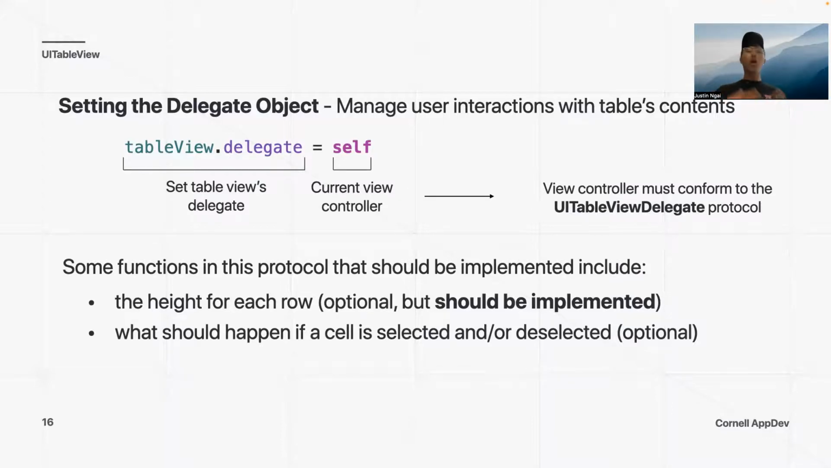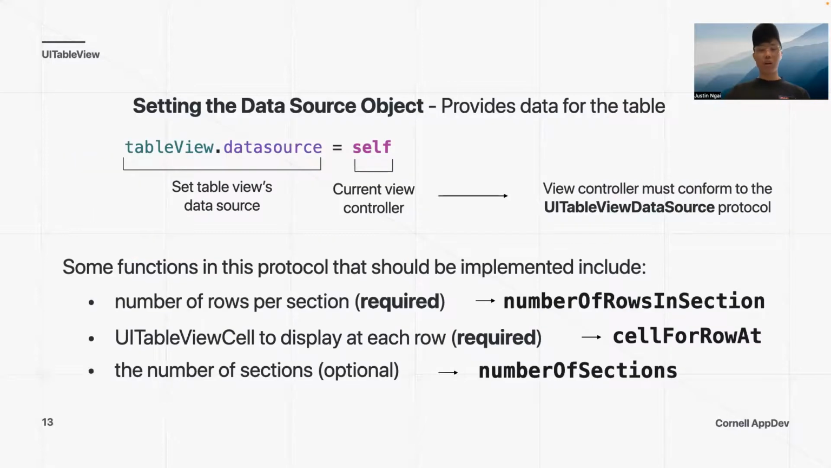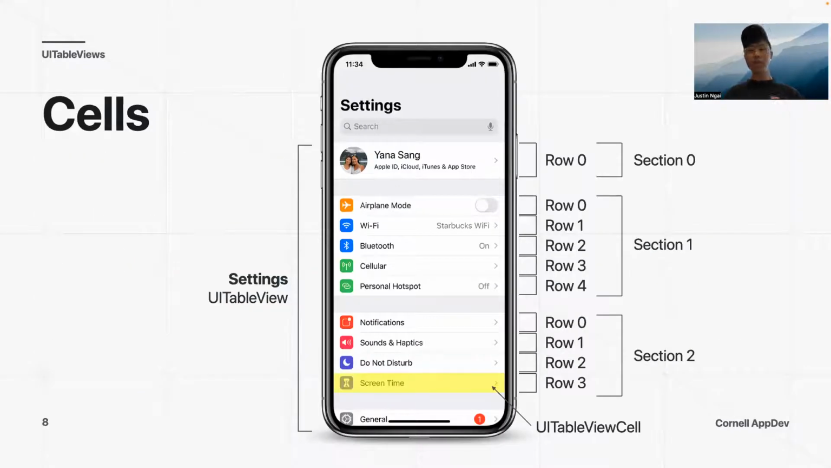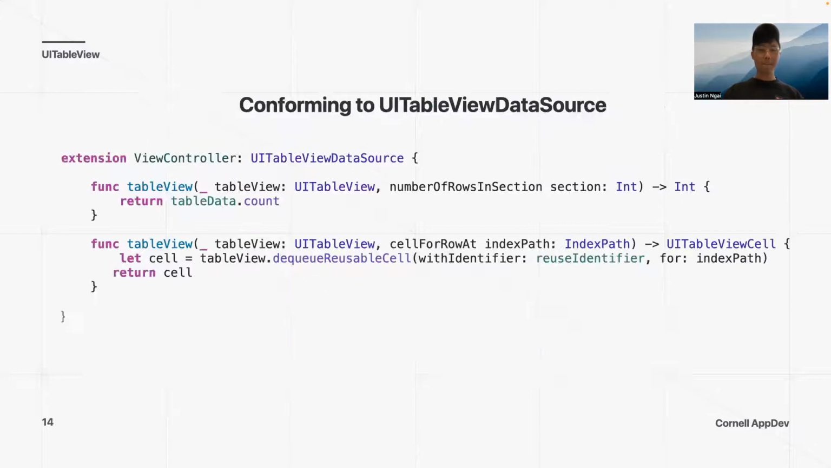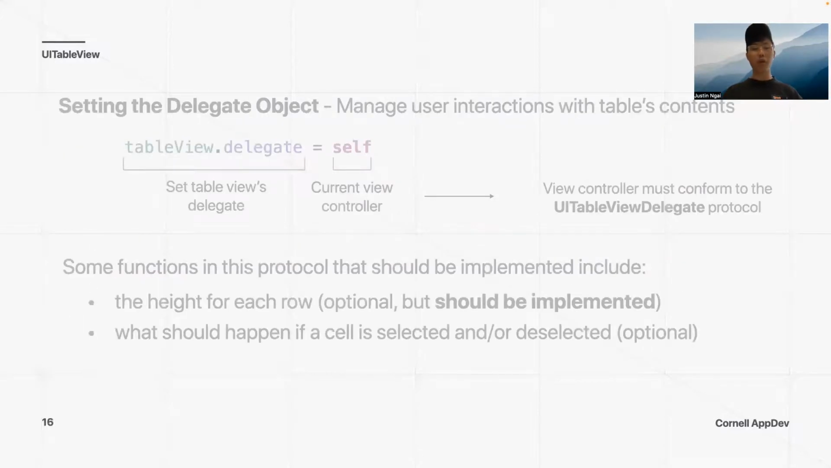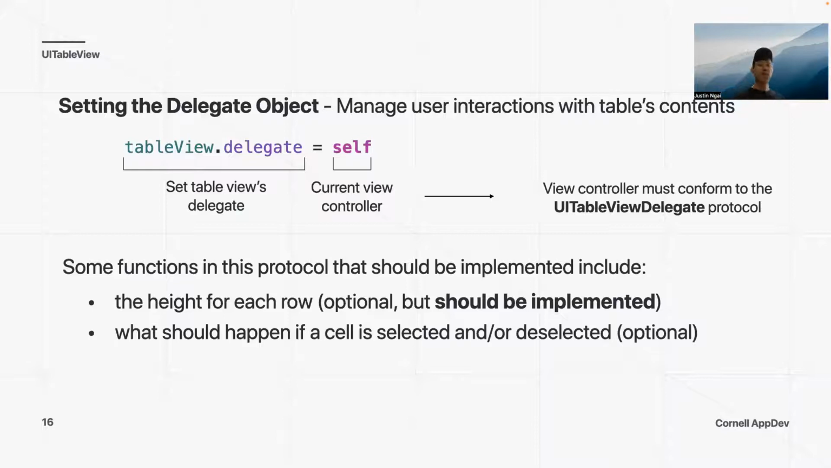And the two optional things that you can implement: one is to specify the height of each row. So if you go back to the settings example here, the first one is kind of tall, a lot taller than the ones down there, and there's a default height. So if you want different cells in different sections to have different heights, or in fact you can have different cells in the same section have different heights, here is where you would specify it when you implement the delegate.